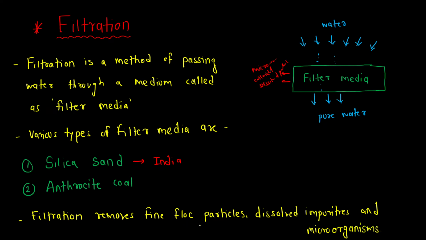Now what is the meaning of this flock? When we add the coagulant to the water, there is interparticle bridging of the colloidal particles. Due to that, a certain suspension type material is formed, that is called flock. This flock is relatively heavier than colloidal particles, hence it settles down in the sedimentation process. Some of the fine flock particles do not settle in the sedimentation tank, so they get carried to the next unit, filtration. In this filtration unit, these flock particles are also settled.